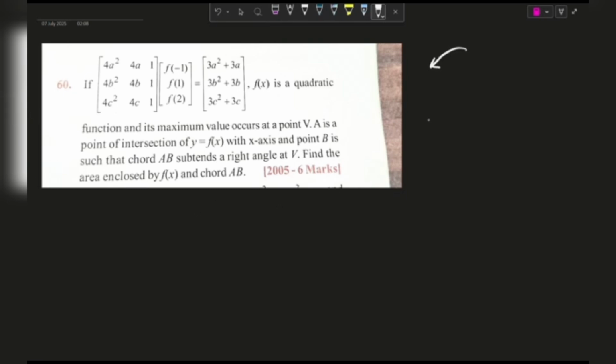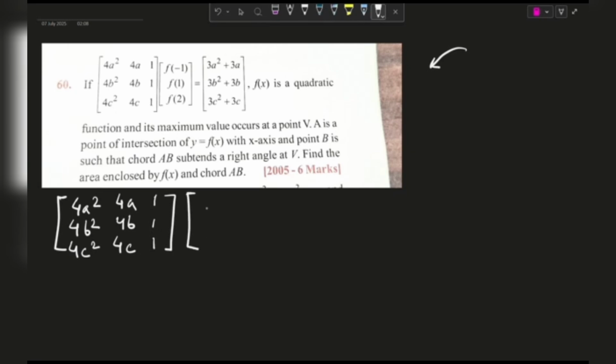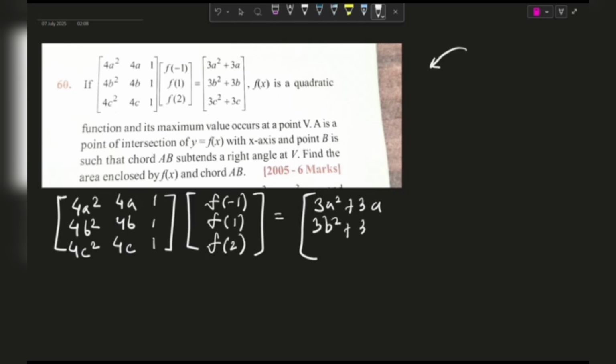Okay, so I'm starting off now. Let's first write out our determinant, this big thing. This is 4a square, 4b square, 4c square, 4a, 4b, 4c, 1, 1, 1. And this is multiplied by f(-1), f(1), f(2), which is equal to 3a square plus 3a, 3b square plus 3b, and 3c square plus 3c.